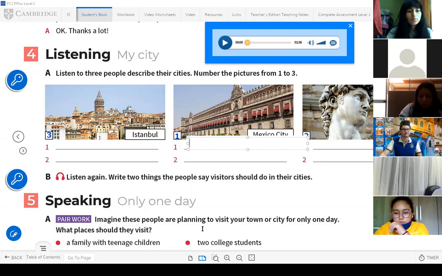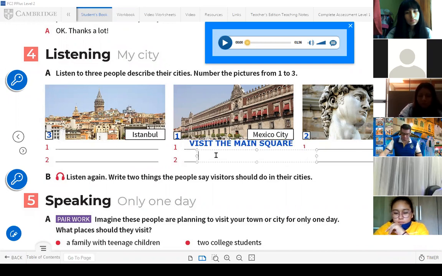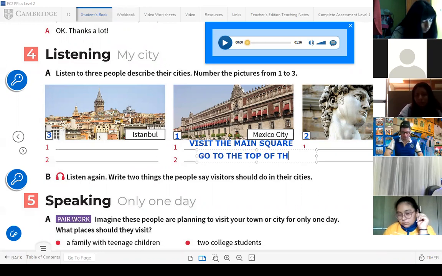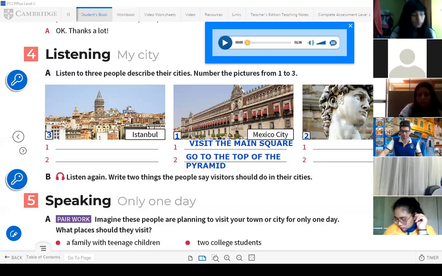Zócalo. Okay, visit the Zócalo, the main square, right? Visit the main square. Yeah, it's called Zócalo. What about number two? What's the other activity? They talk about something about the top. They say go to the top of the pyramid, right? This is something that you have to do.